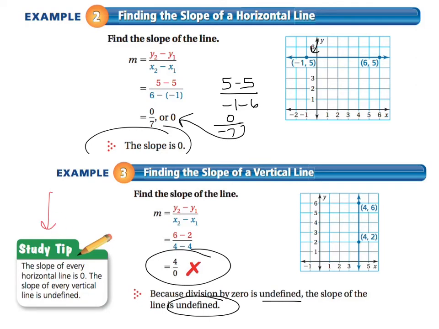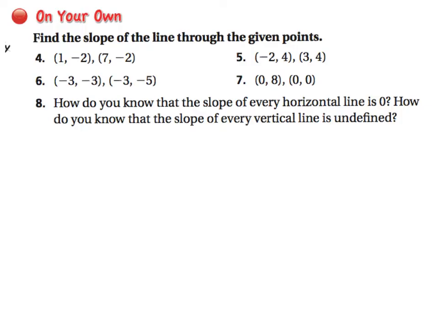Study tip: the slope of every horizontal line is 0. The slope of every vertical line is undefined. Now, if you wanted to do these on your own, you can. Otherwise, you can skip over this.